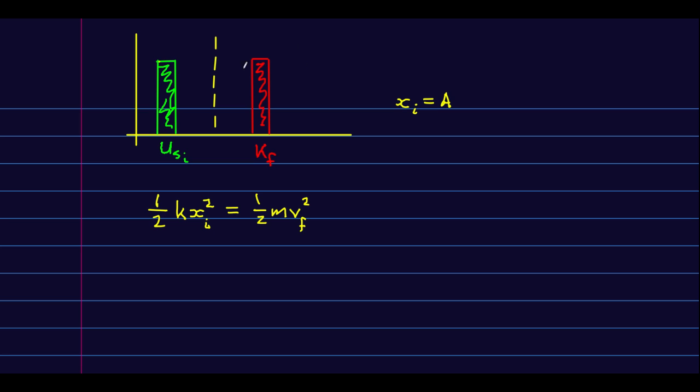Similarly, this moment here represents the time when it's going through equilibrium, and that's when the kinetic energy is as big as it can be, and so v_f must be v_max. And so I can rewrite this. I have factors of a half on each side, so those are gone, and if I just solve for v_max, I get this.